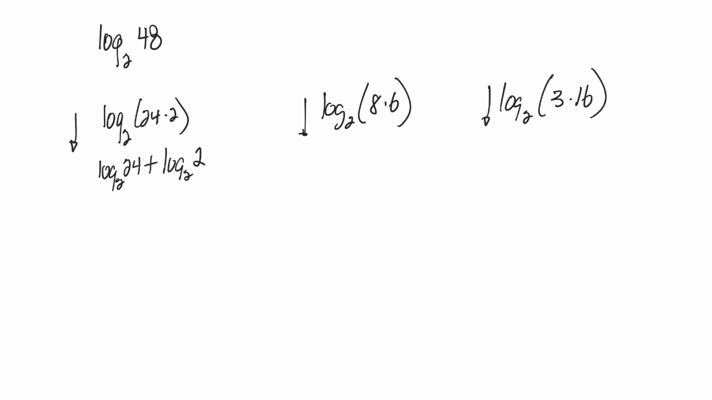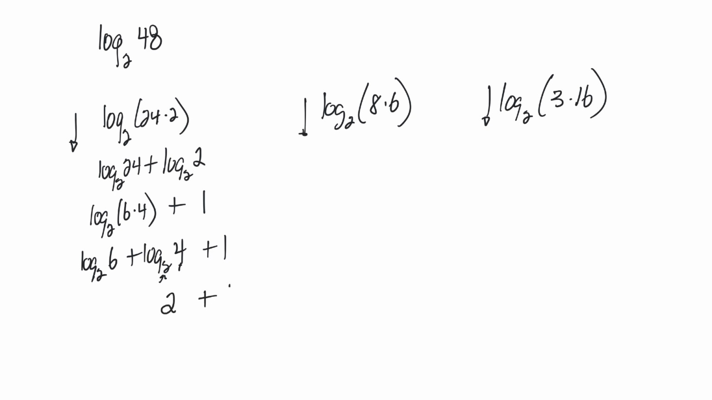2. But then 24 I could break down as well, right? It's like, I don't know, 6 times 4. Plus log base 2 of 2 is 1, right? So it's just 1. And then I could split this one up, log base 2 of 6 plus log base 2 of 4. Now log base 2 of 4 is 2, right? Oh, I have to put my 1 there. Log base 2 of 4 is 2, because to what exponent is 2 raised to get 4? You raise it to the second exponent. So this would just be a 2 plus 1.